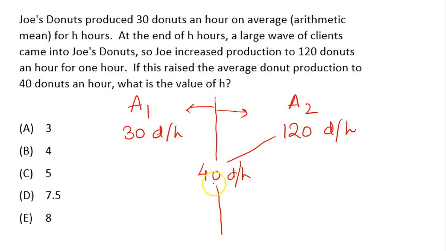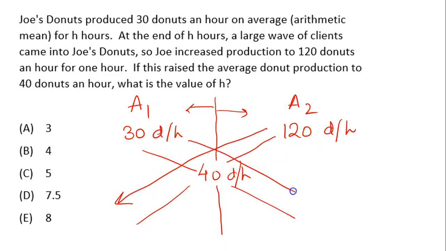Now let's form an X like this as shown and do the operation in this direction and in this direction, with higher value minus lower value. So 120 minus 40 will give you 80. 40 minus 30, because 40 here is the higher value, which will give you 10. Now let's understand what this 80 and 10 represents. This precisely means to have an overall average of 40, the time taken for A1 and A2 must be in the ratio 80:10 or 8:1.